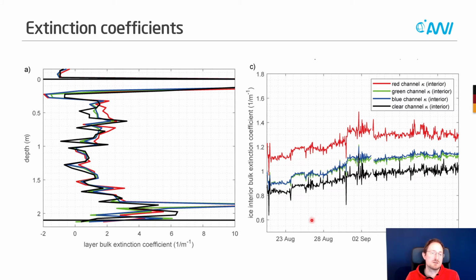Now we can also look how these extinction coefficients develop in time and how they are changing over the course of our measurements, and we can clearly see differences here. Now you might wonder, actually, because we have a chain going up and down and the sensors looking sideways, whether this is actually a reasonable measurement.